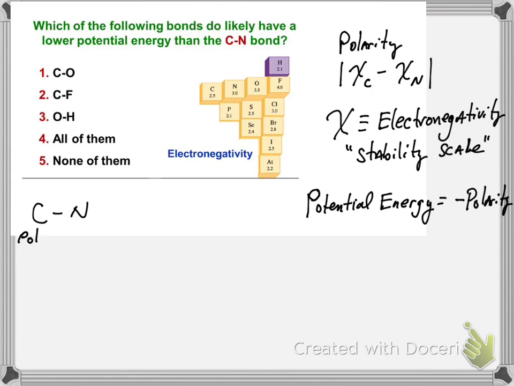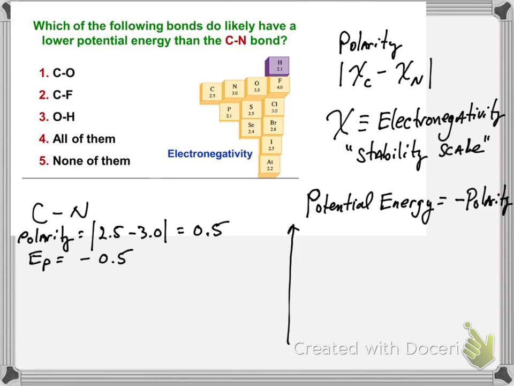All right, so carbon-nitrogen is here, has a certain polarity, right? 2.5 minus 3.0. Remember, we're looking at absolute values here. The polarity here is 0.5. So the polar bond here is 0.5. Now what we're going to do to calculate the potential energy is take the negative value of it, and we get minus 0.5. So what we're going to do is graph this. So we put minus 0.5 here for the CN bond.